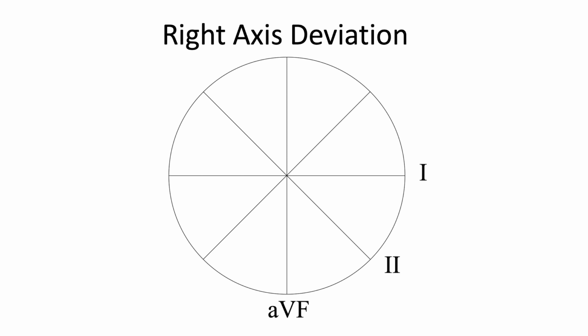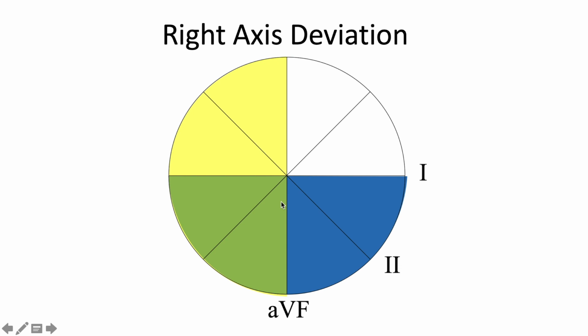Okay, right axis deviation, you're going to have a negative deflection in lead 1, so you're going to color in the half circle that is opposing lead 1 and also perpendicular. You're going to look at AVF. AVF is going to be a positive deflection, so you're going to color in the half circle that is closest to AVF. Overlapping area, again, is going to be our axis deviation. This would be our right axis area.